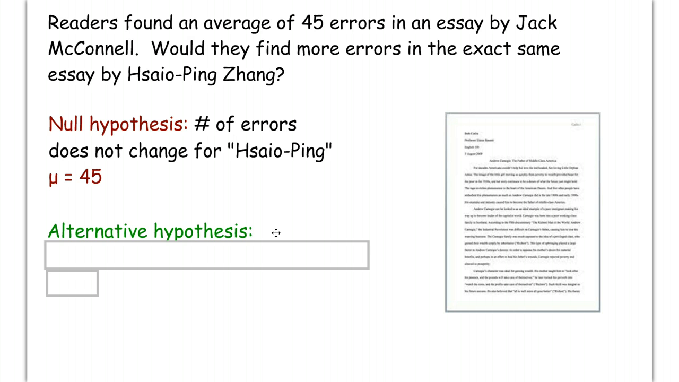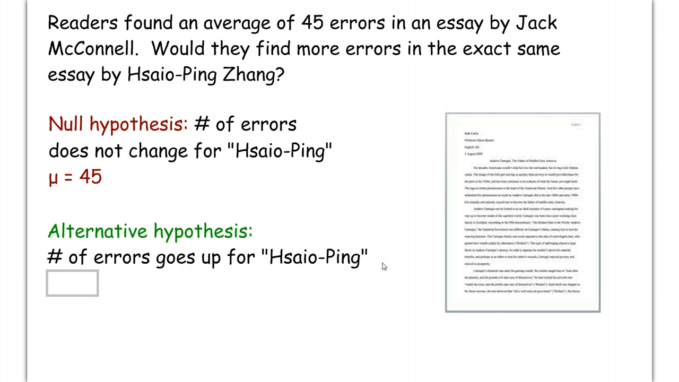If you are trying to prove that there is in fact a difference, if that having a different name on the top of the page biases the reader to assume that there's going to be more grammatical mistakes or whatever, then your alternative hypothesis would be that the number of errors would go up. If you assume that it's going to go up, that's your alternative hypothesis. And you would write that by saying almost exactly the same thing as here. Mu equals 45, but we're going to change the equal sign to a greater than. Your alternative is that the mean is something larger than 45.